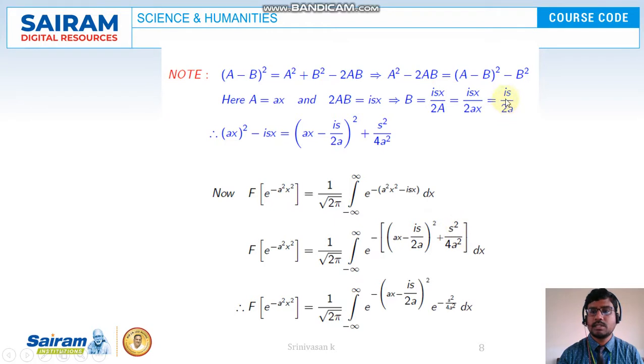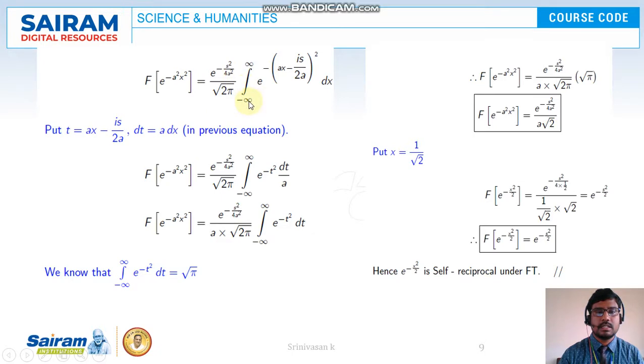Here b equals is by 2a. I square is minus 1, so minus minus becomes plus, s² divided by 4a². Like this: a² - 2ab equals (a - b)² - b². Now, which one is constant? Here clearly we know s² divided by 4a² is constant. So I multiply e inside and split the two terms. We get one is (ax - is/2a) whole square, another one is e^(-s²/4a²). Clearly this is a constant, taking it outside.